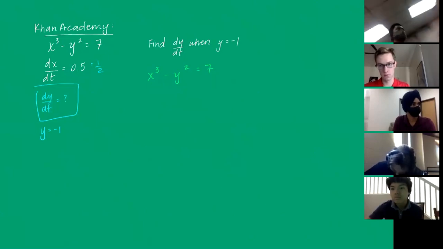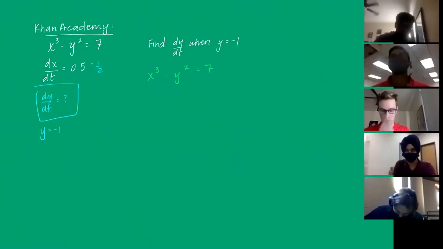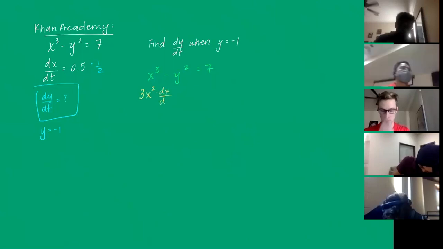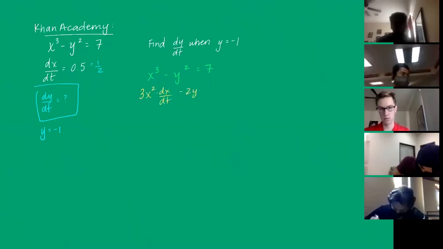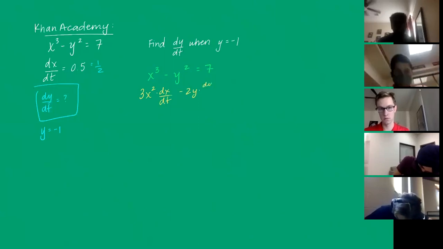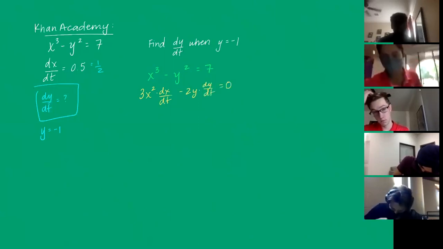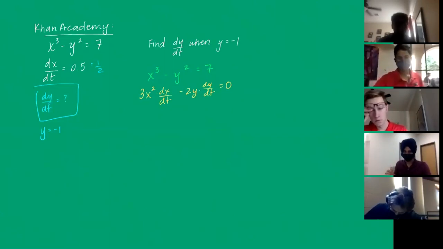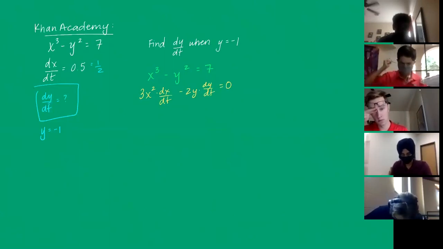Go ahead. So would it be 3x squared dx over dt minus 2y dy over dt equals 0? Absolutely perfect. Great job, Luis. Okay, so we took the derivative of each portion. We remembered our chain rule, right? Our inside function is really x.